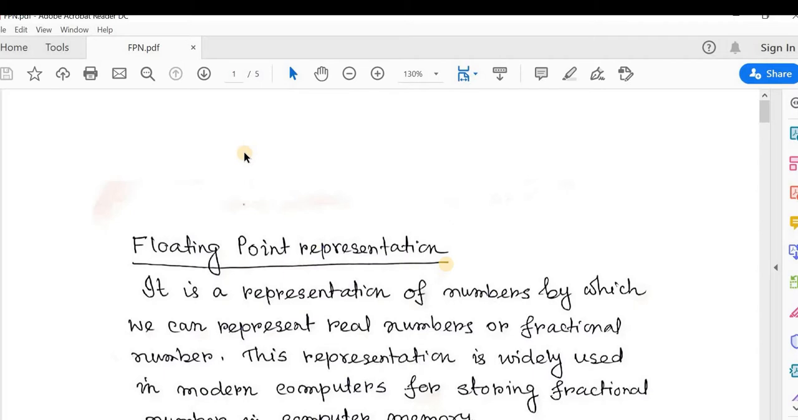You have learned sign number representation in the previous semester. So how can we store signed numbers? There are three ways to represent signed integers in computer memory. They are sign magnitude, 1's complement, and 2's complement.